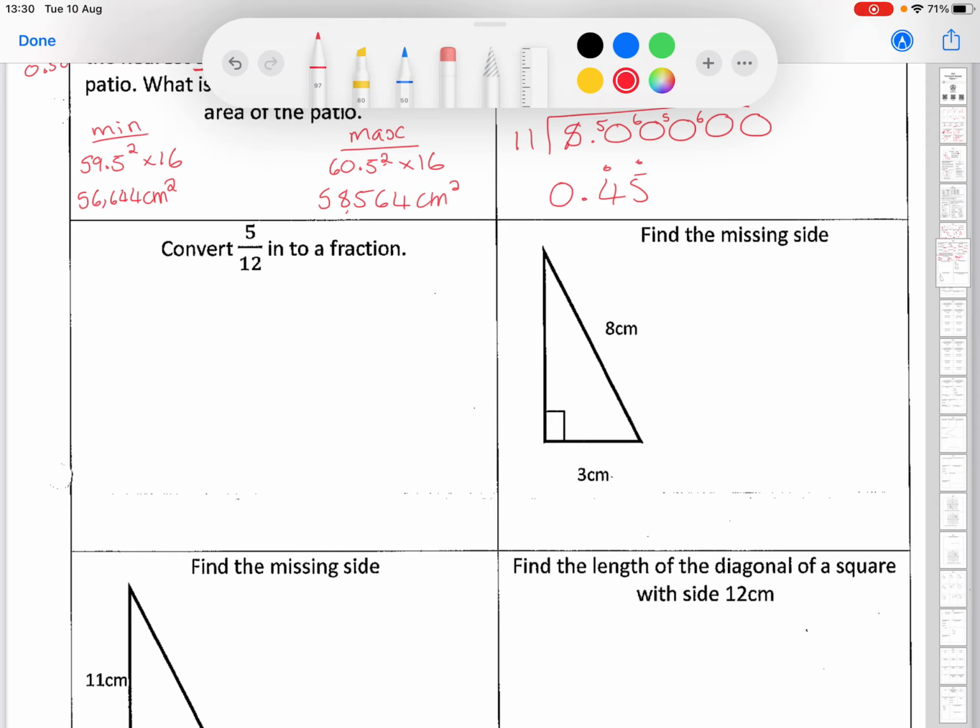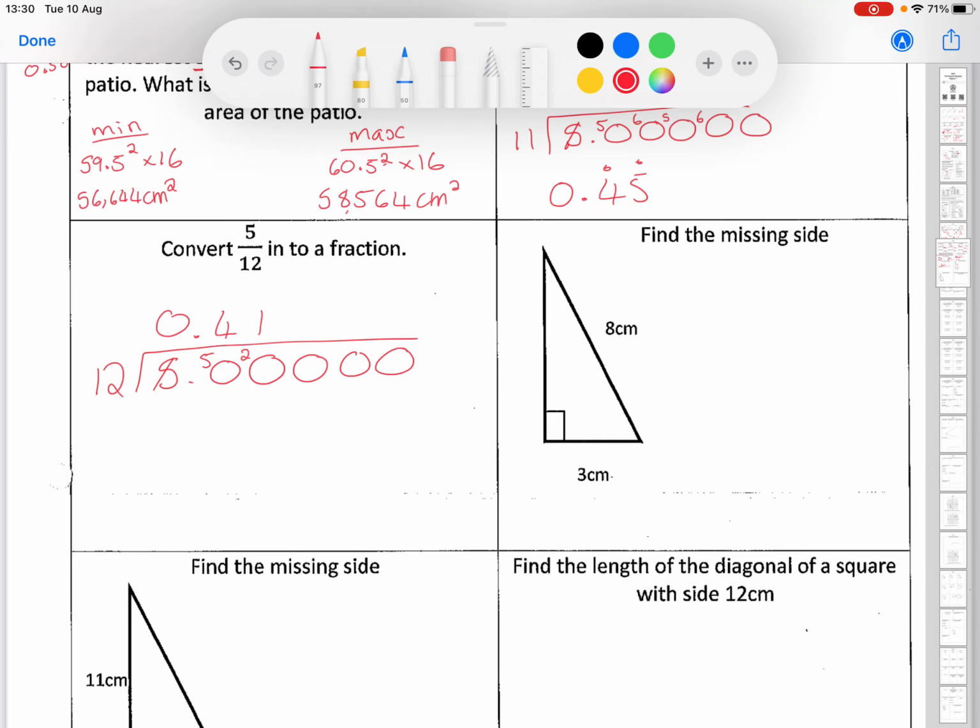Okay, we've got 5 twelfths. So in this one, we want how many 12s go into 5. So we've got 12 into 5, and this goes on and on and on. How many times does 12 go into 5? It doesn't. We carry that 5. How many times does 12 go into 50? That would be 4. 4 12s are 48, with a remainder of 2.